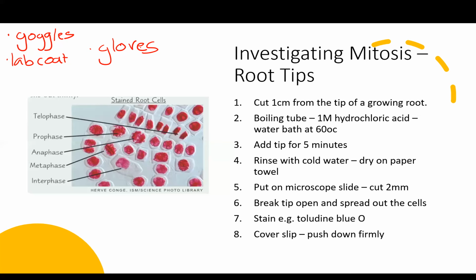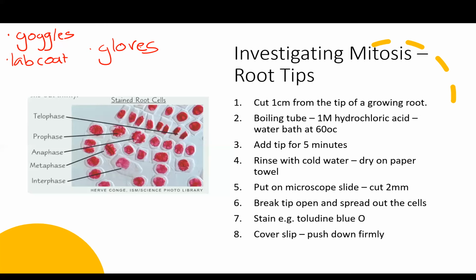Then you're going to use a pipette to rinse the root tip really, really well with cold water and then leave the tip to dry on a paper towel. So we're not going to press it, we're not going to squeeze it, we're just going to leave it to dry. So we're removing that hydrochloric acid with a cold rinse, and then we're putting it on a paper towel and leaving it to dry.